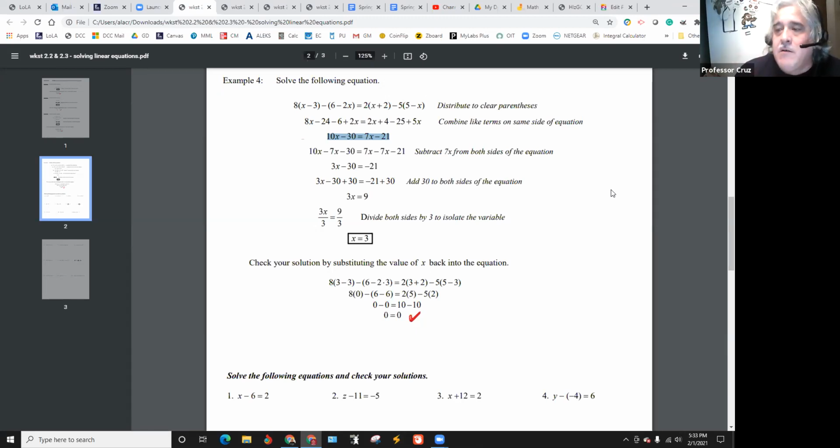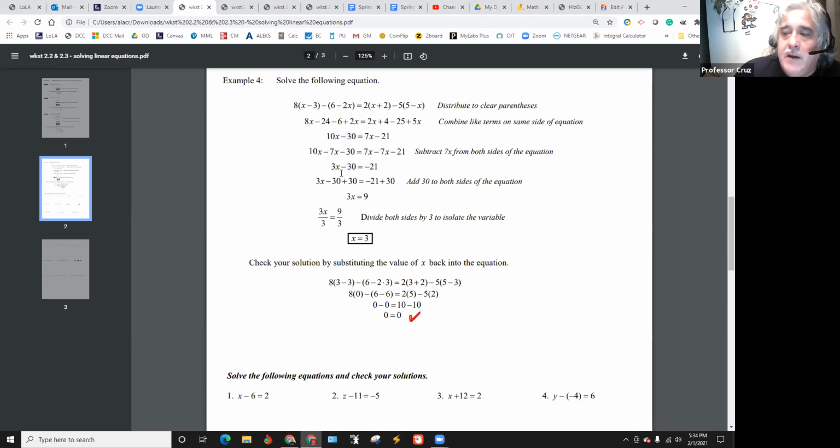All right, so subtract the 7x. So now we're going to combine on the other side of the equation. That's where we have to use the addition property. So subtract the opposite. 7x take away 7x is going to be 0x. But what we do on the left-hand side is also subtract 7x from 10x. So we got 3x minus 30 is equal to negative 21.